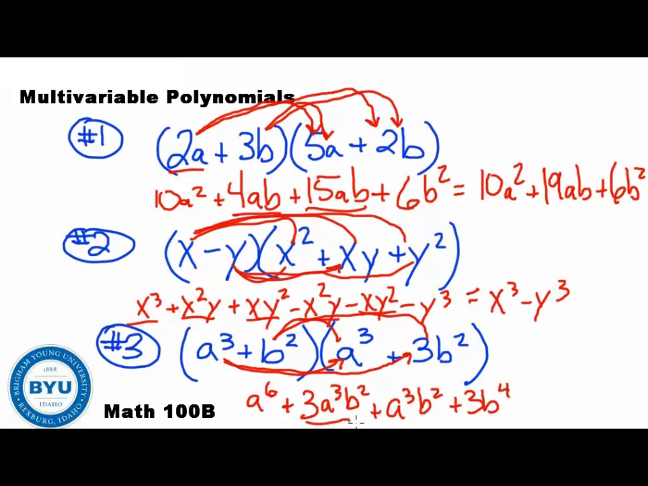Last thing is to combine the like terms. The middle stuff here is like, because it's a cubed b squared and a cubed b squared. It comes out to be a to the 6th plus 4a cubed b squared plus 3b to the 4th. I kind of ran out of room on that one. Hopefully you can see it over there at the bottom right hand corner.